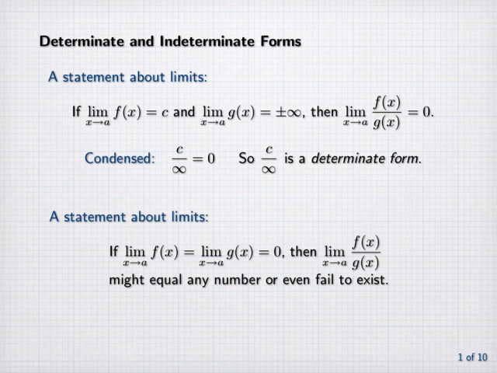A condensed or shorthand version of this statement is that the form 0 divided by 0 is indeterminate. That is, the limit of any quotient for which the numerator and denominator both approach 0 depends entirely upon the specific functions involved.